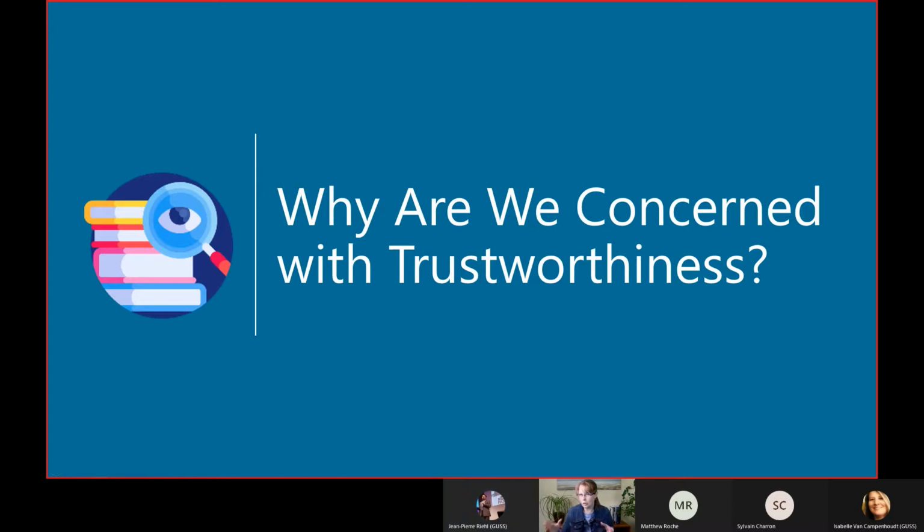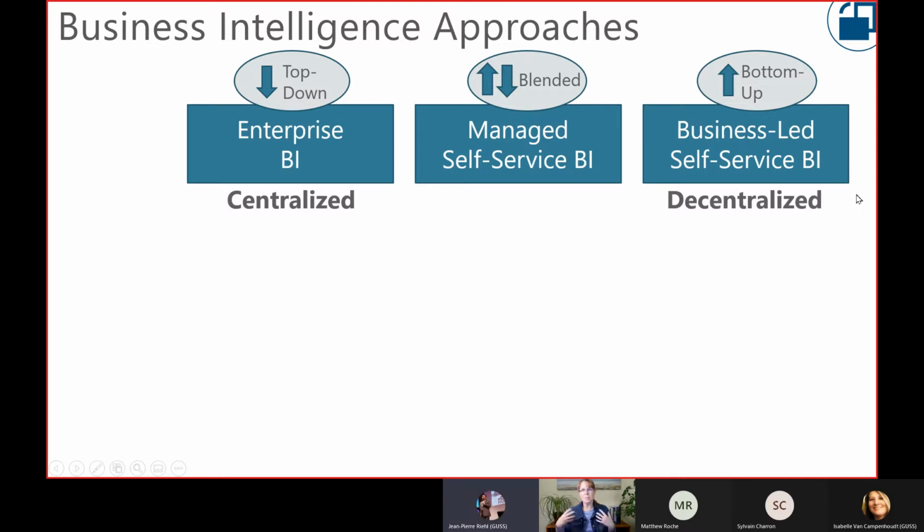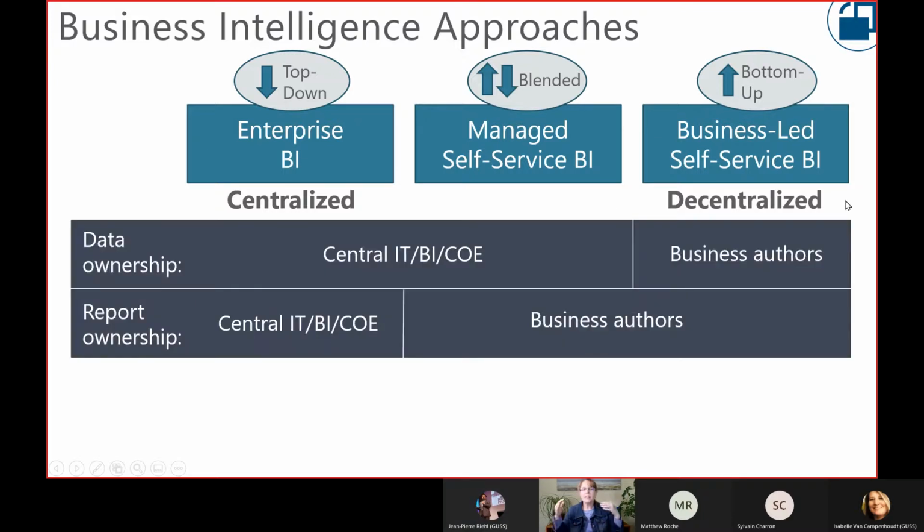Why are we concerned with this particular topic of trustworthiness? Although it seems pretty obvious that, yeah, we want accurate data, let's talk a little bit about the three main different ways that we can deliver BI. On the left, we've got enterprise BI, where the centralized people, IT or your BI team or your center of excellence, would be managing and delivering content. And on the far right, we've got your decentralized people, the self-service authors. And in the middle is a hybrid approach.